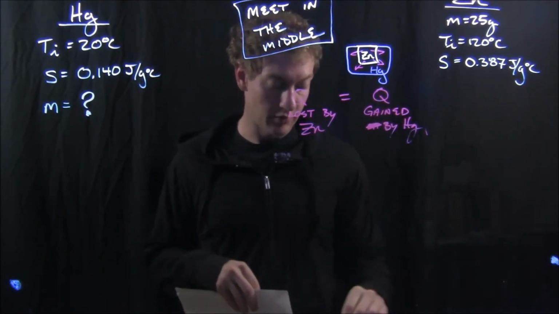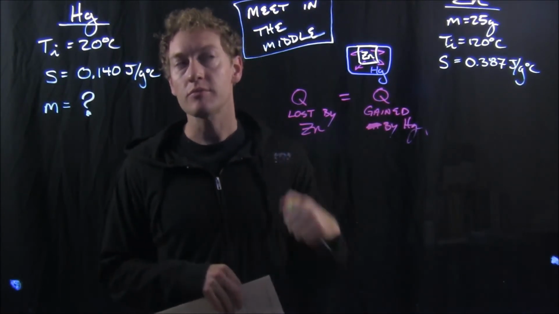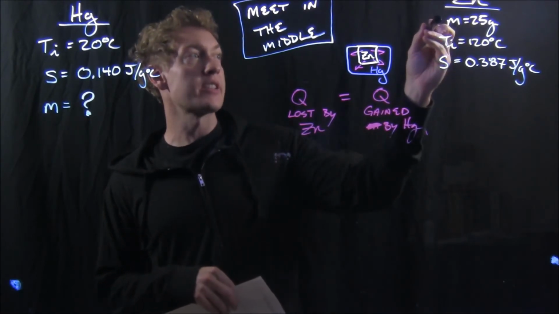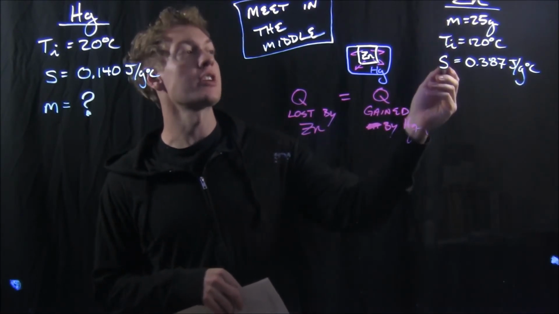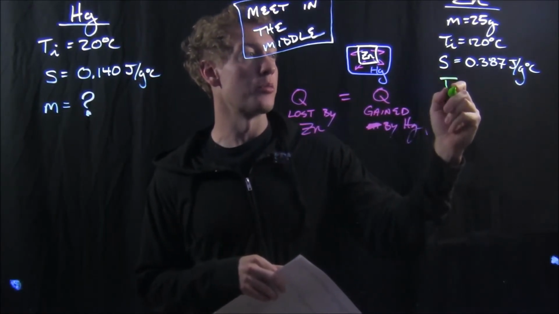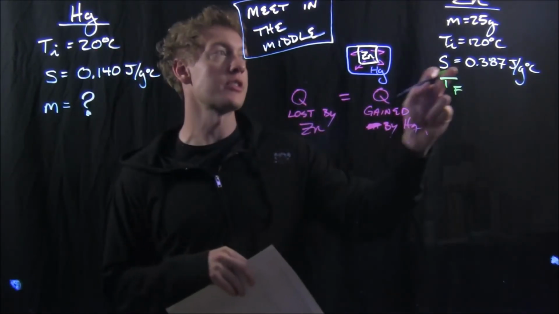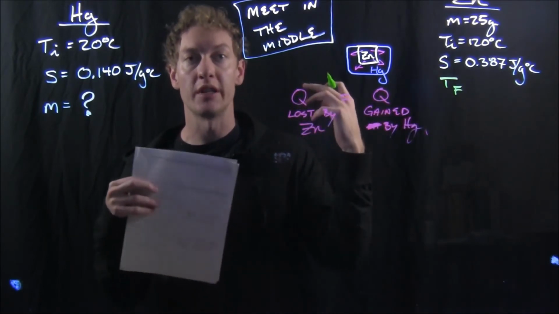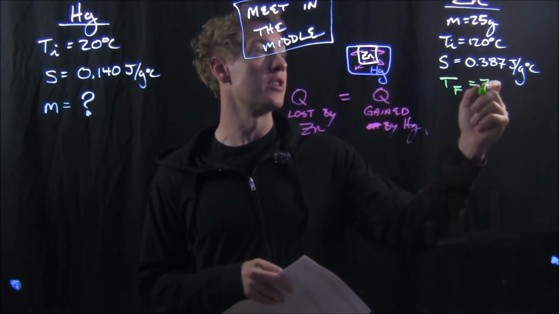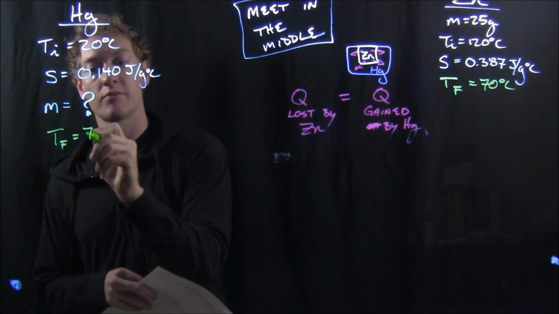So, how I think most students would go about solving this. For mass of zinc, I know temperature initial of zinc, I know specific heat capacity of zinc. Because of a little bit of reasoning, T final, the middle of 20 degrees Celsius and 120 degrees Celsius would be 70 degrees Celsius. So the temp final would be 70 degrees Celsius for actually both of these guys.